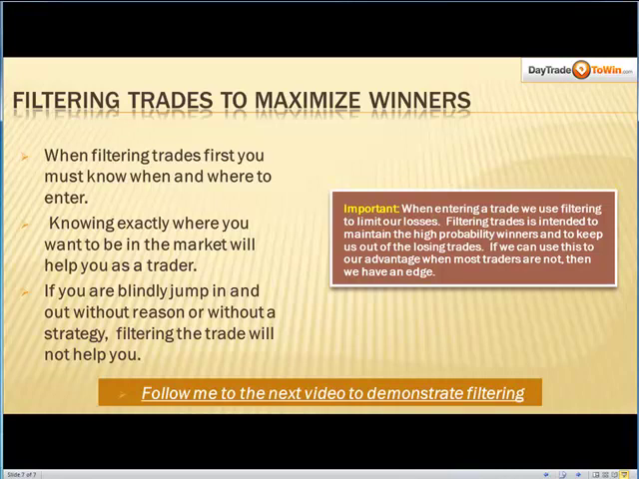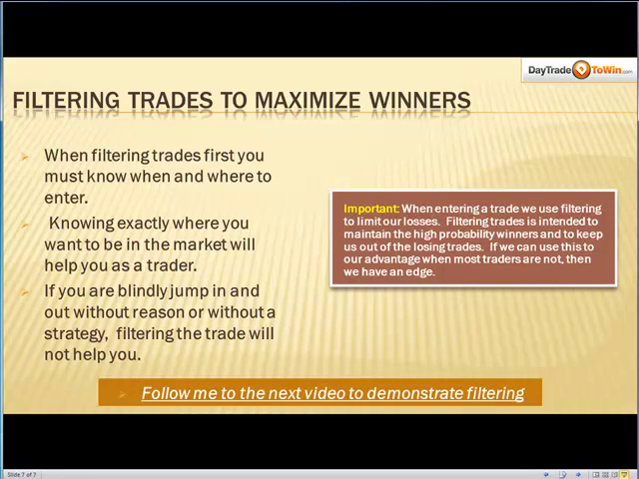Filtering trades really does maximize our winners. When filtering trades, first you must know when and where to enter. This, I believe, is key. If you don't know why, where, or when to enter a trade, then really, what's the point in trading? We need to know why we're doing it. So the first step is knowing when to enter the trade before we get into filtering. Then, after you know exactly where you want to be in the market, then we look and concentrate on filtering. If you just blindly jump in and out without reason or without a strategy, filtering the trade will not help you. So it's important to know in advance where you want to enter, when, and where.